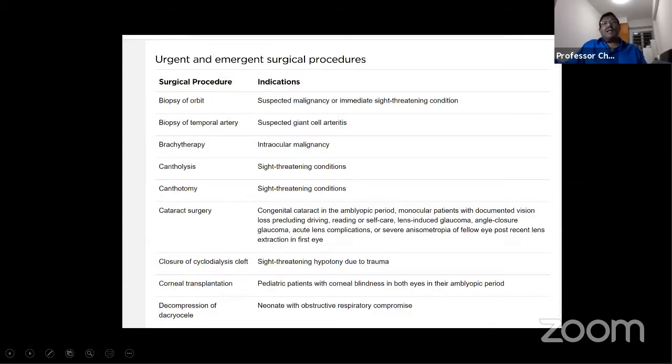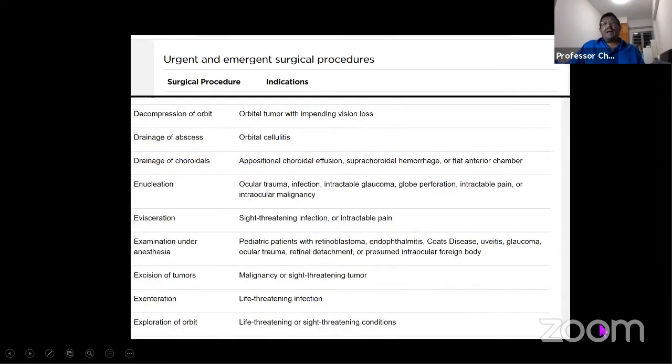You can see on the left-hand side there are surgical procedures, and on the other side there are indications. If you go through the procedures, they are all listed and the indications are there. So these are the cases that could be done during the COVID period.